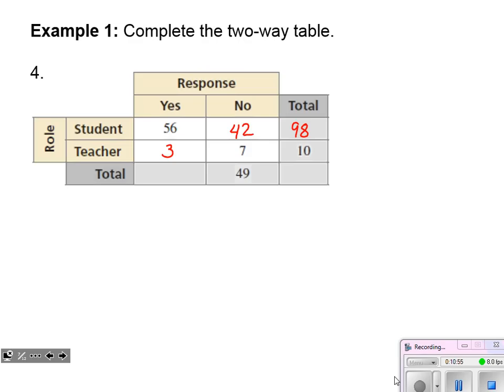And then going down our columns, 56 students said yes, 3 teachers said yes. That means 59 total yeses were totaled up. And then we should have the same sum going across this bottom row and down this column. 98 plus 10 is 108, and 59 plus 49 is also 108. So we know we've done that correctly. So again, even if our word problem or whatever prompt we were given didn't give us the full story, by setting up the table, we can use clues from the surrounding numbers to help fill in the remainder. Very efficient way of communicating information.